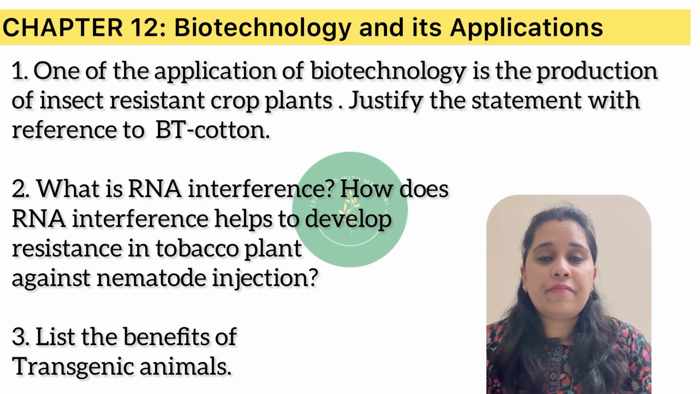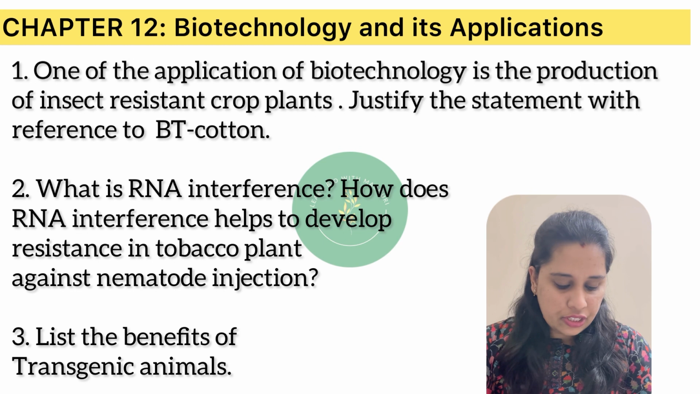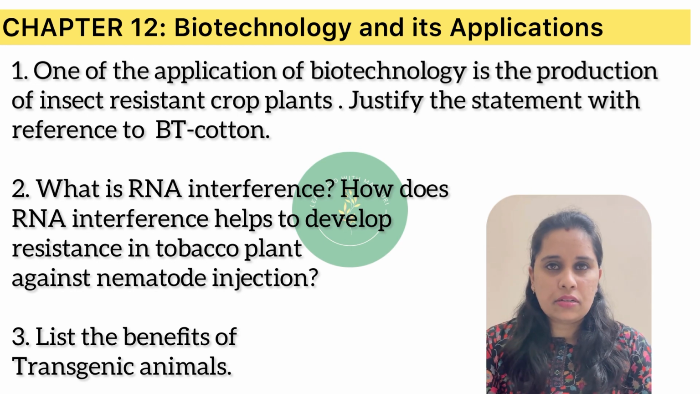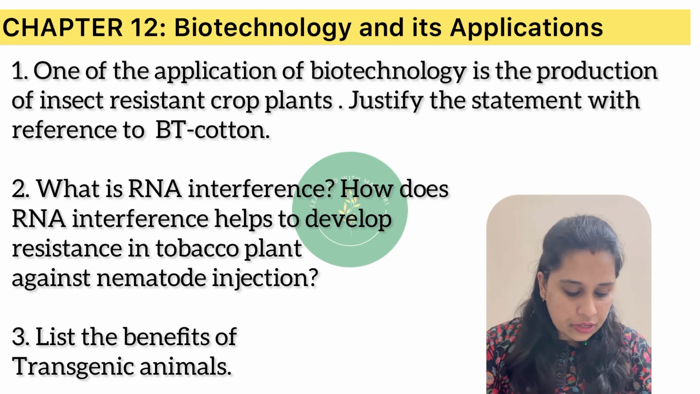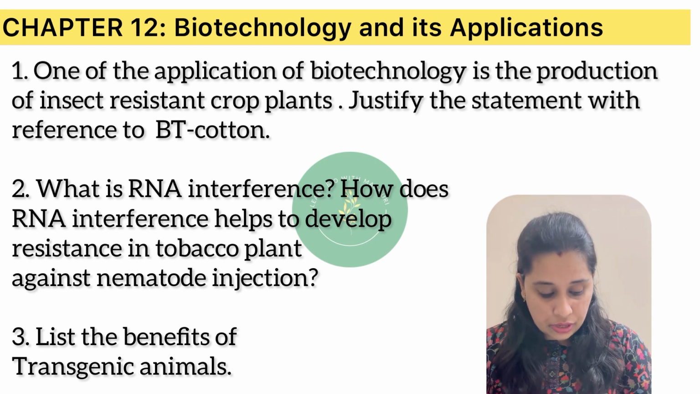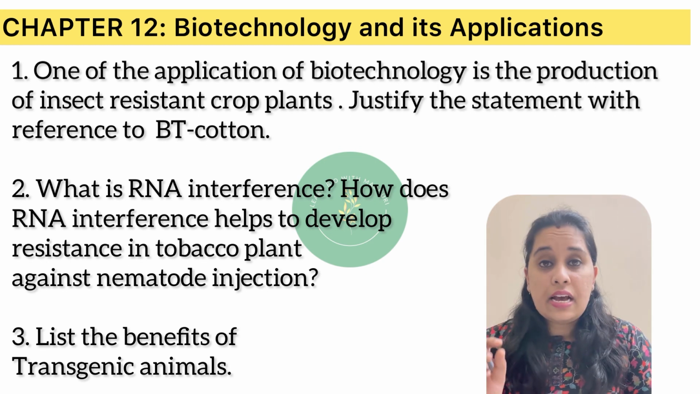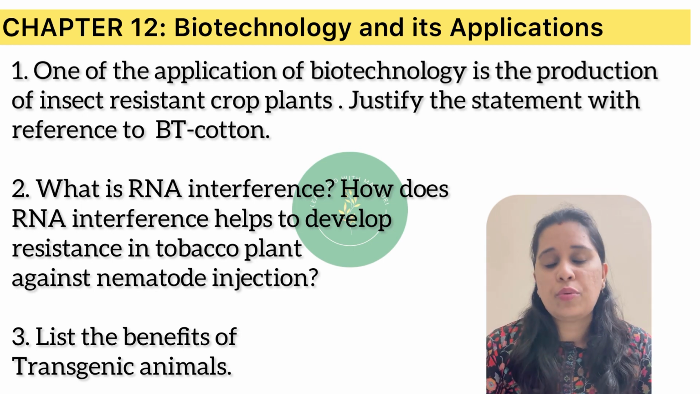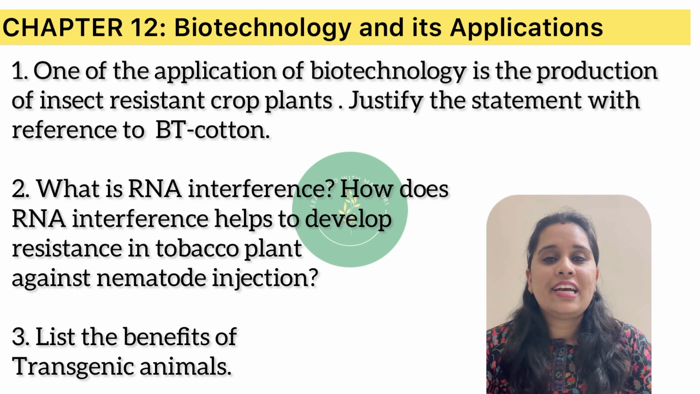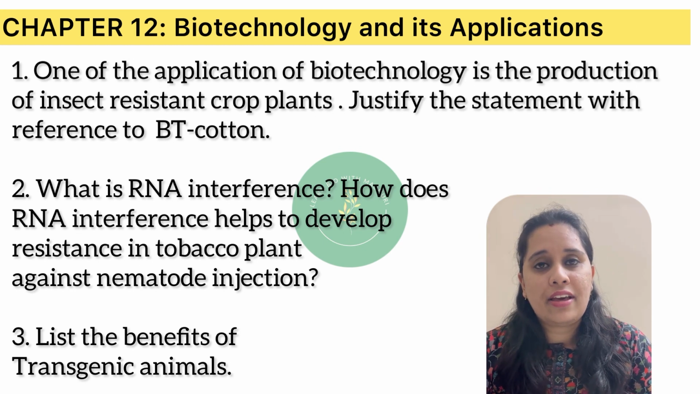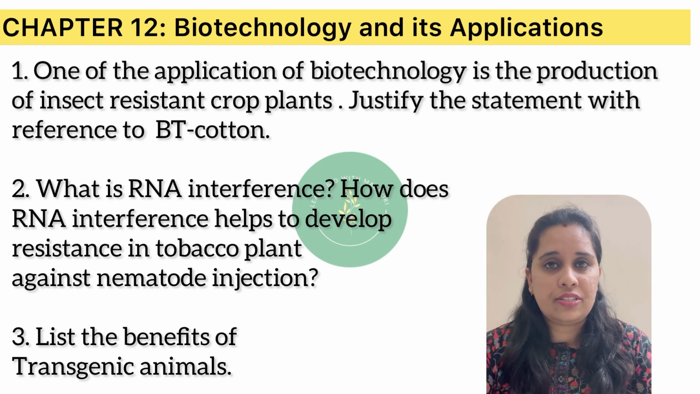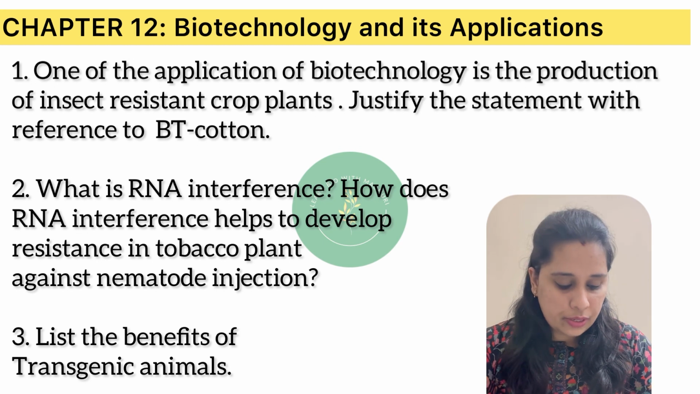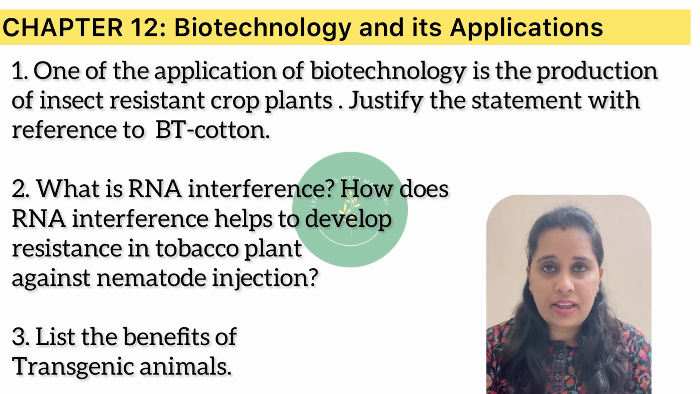Chapter number 12, Biotechnology and its applications. Here 3 important questions have been continuously asked since years. Question number 1, one of the application of biotechnology is the production of insect-resistant crop plants. Justify the statement with reference to Bt cotton. Here the word Bt cotton is very, very important. Bacillus thuringiensis. Do not forget this question. Okay, it's very important wherever you see.